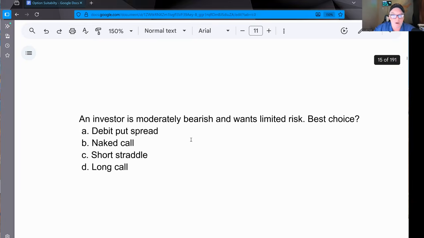An investor is moderately bearish and wants limited risk. Best choice. Okay, naked call is unlimited risk. Short straddle is unlimited risk. Long call is bullish. It's got to be a debit put spread. Buying a put. Debit means buy. Credit means sell. Debit, put, buy, put, bearish. I love it. And limited gain, limited loss. Answer is A. I love this.